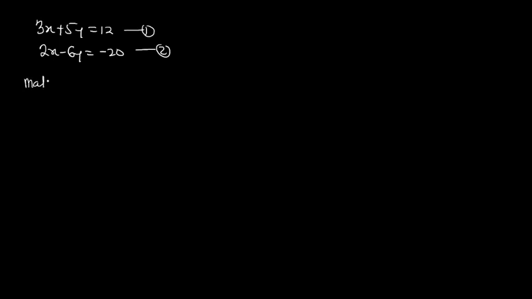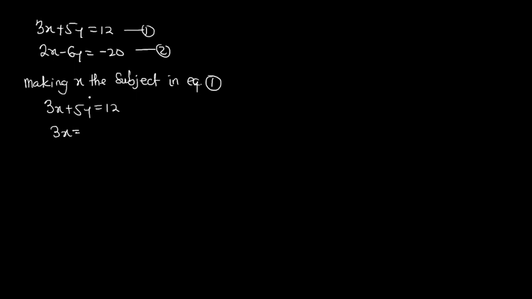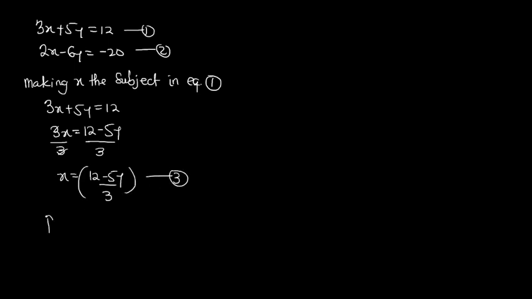So making x the subject in equation 1, I have 3x plus 5y is equal to 12. So it means I have 3x is equal to, I send the 5y to the other side of the equal to sign, so I have here 12 minus 5y. To make my x stand alone, I divide both sides by 3. So my x is now equal to 12 minus 5y over 3. So this expression becomes my equation 3.